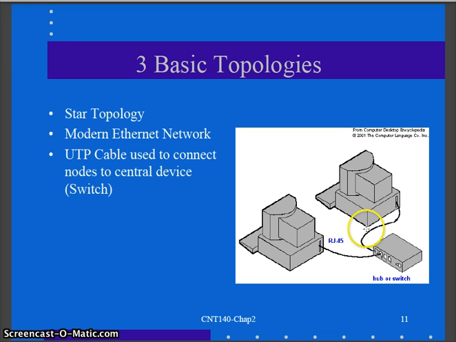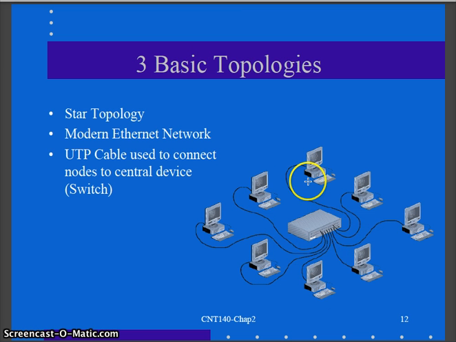So our modern Ethernet network looks like this. Workstations are all connected into this central connectivity device. Or here's another example. All the devices connected to the central connectivity device.